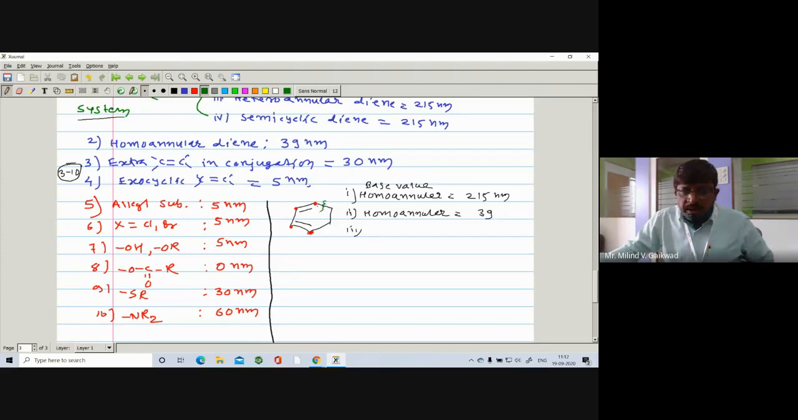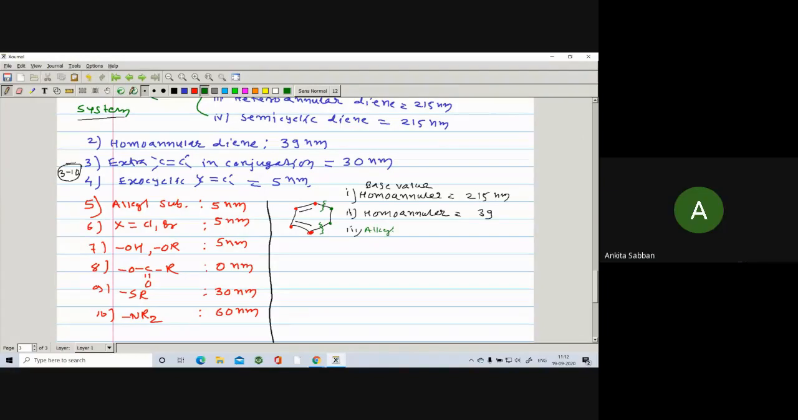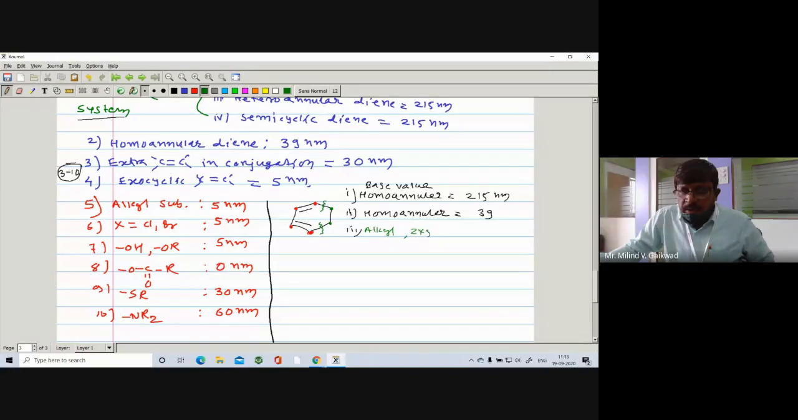So here there's one alkyl substituent, and this carbon is directly attached to this carbon, so there is a second alkyl substituent. For alkyl substituent, you have to add 5, that means 2 into 5 is equal to 10, and the remaining ones are absent, so just add and you will get the answer. 9 plus 5, 14, plus 10, 24... your answer is 264 nm. So this is your lambda max.